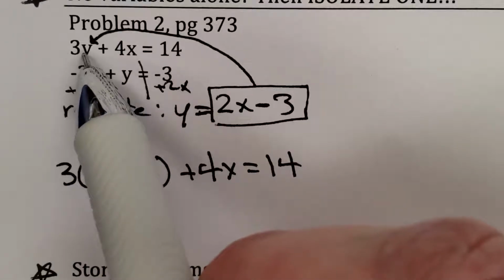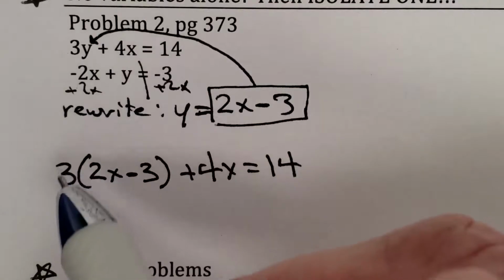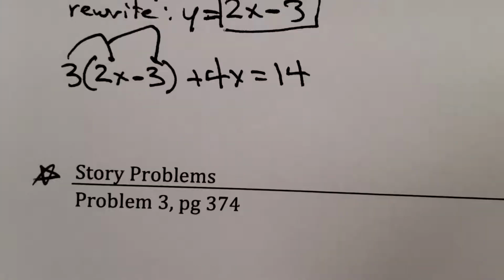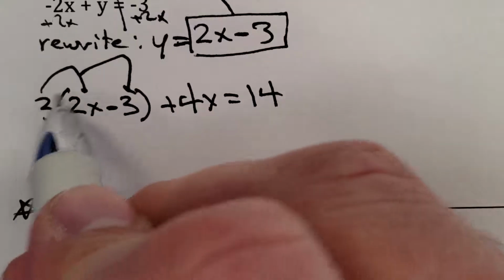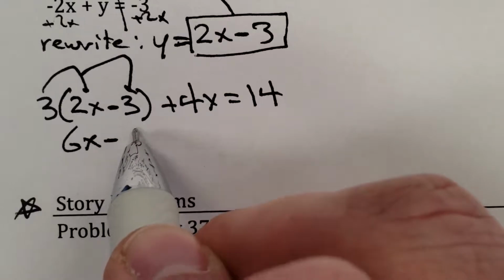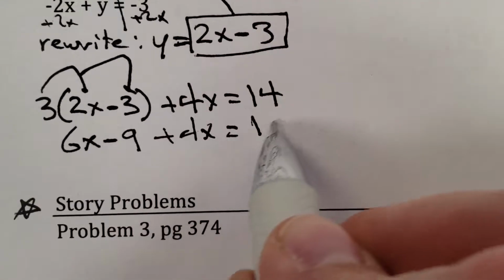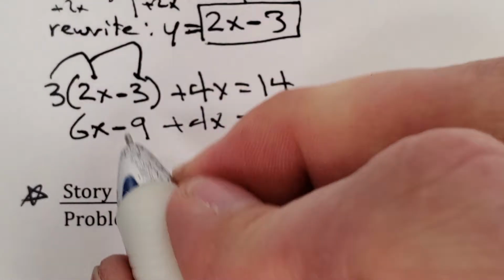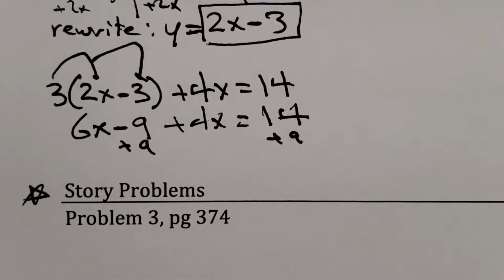So 3 times y now becomes 3 times the stuff that y equals. So 3 times 2x and 3 times negative 3. It's just distributing, the distributive property. 3 times 2x is going to be 6x. 3 times a negative 3 is a minus 9. I'm going to leave the plus 4x alone because it still equals 14. I distributed properly. Now a combo move: I'm going to get rid of the minus 9 by adding 9.